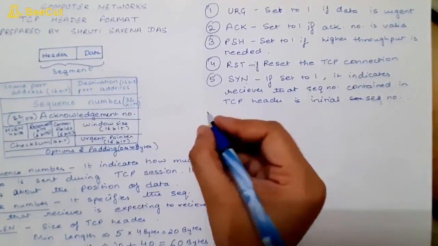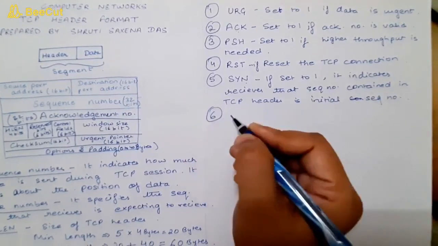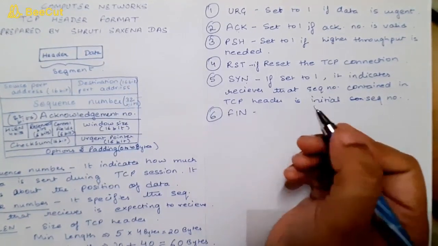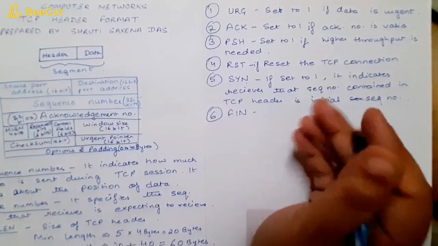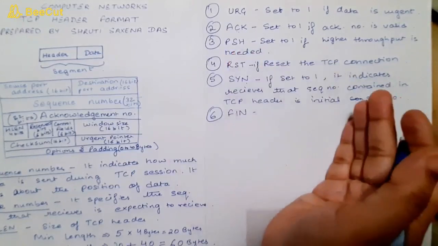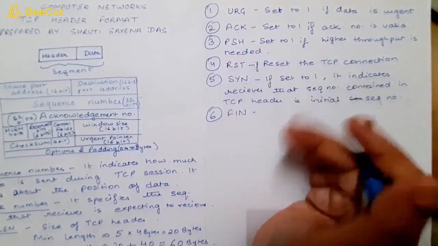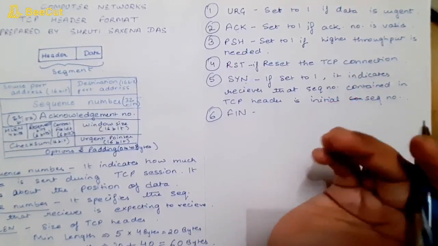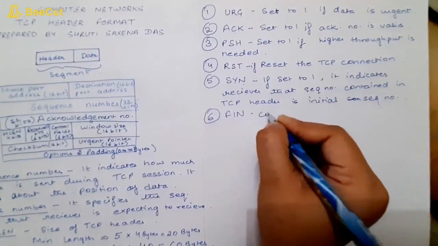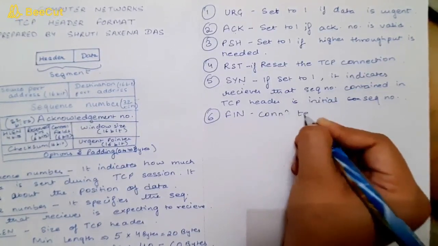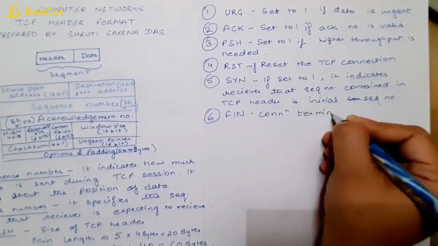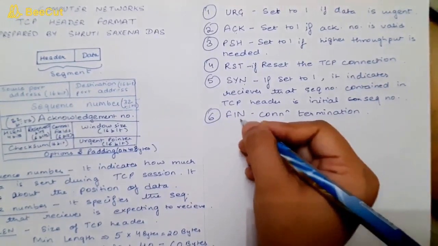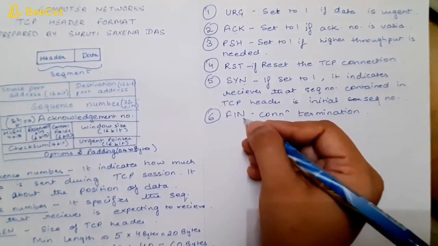Okay, then the 6th one and the last one is FIN. This also we have seen in the previous video. At the time when two of the systems which were communicating, if any of them wants to finish the communication or wants to terminate, this is basically used for connection termination. If any of the systems wants to terminate the connection, it will set this FIN field to 1.